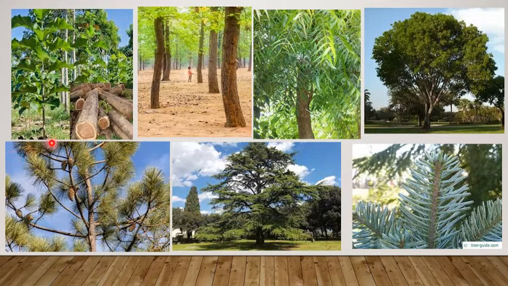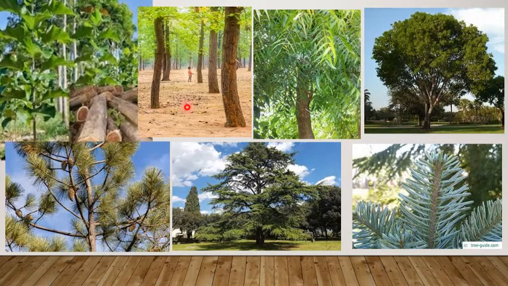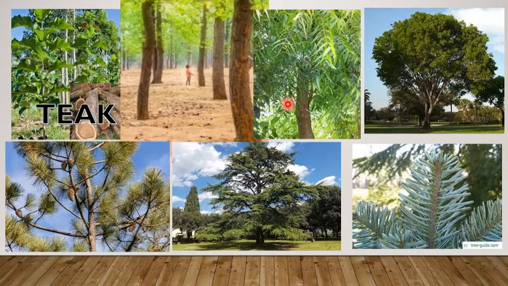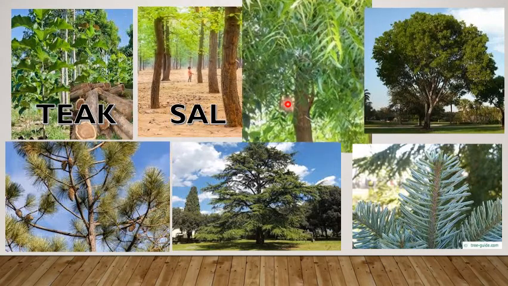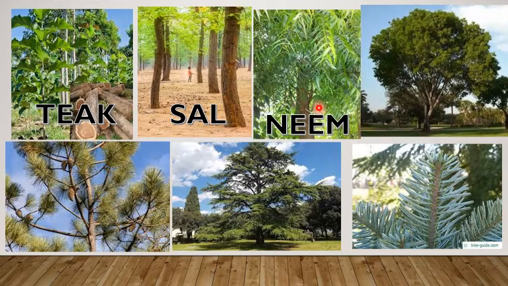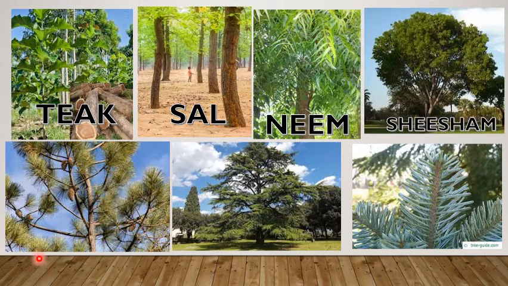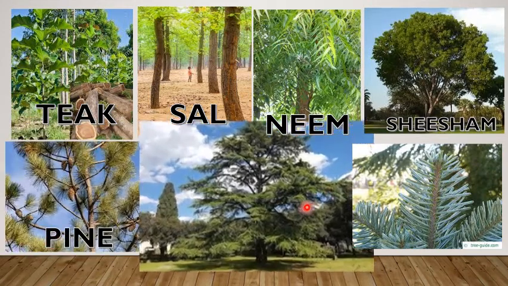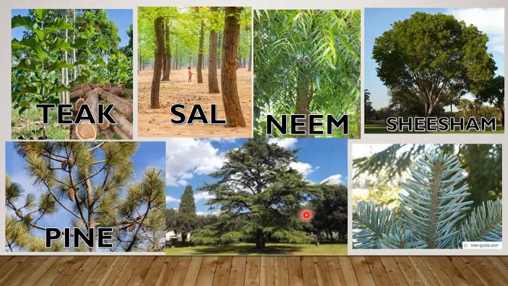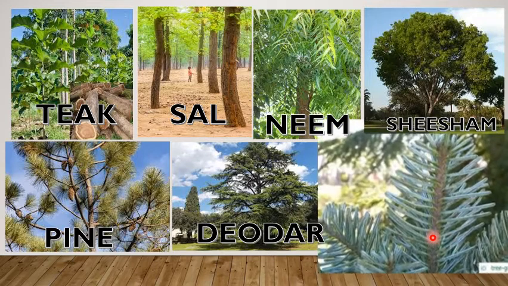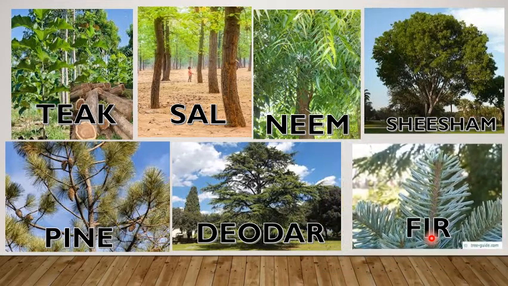These are all just to see here: teak and sal wood, and we have the neem, then shisham, pine, cedar, deodar, whatever you can call it, or silver fir. This is fir or silver fir.